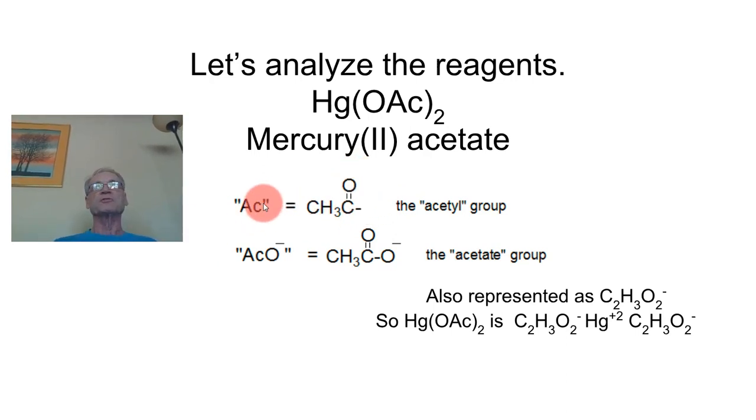So the AC here is analogous to Me for methyl, or Et for ethyl, or Pr for propyl. Organic chemists love these little two-letter abbreviations that make them look like elements, even though they're not. So this reagent, mercury acetate, is a mercury plus 2 with 2 acetates. It's just a fairly simple ionic compound.